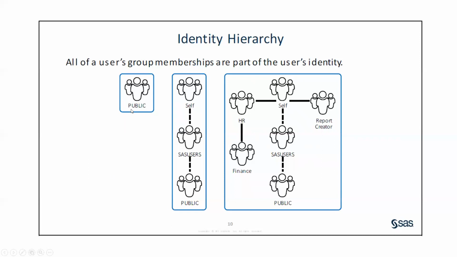Identity hierarchy. This is public. Public contains the SAS users. In the SAS users, we have different individuals. So like this, we can create the hierarchies also. So in the public, there are different SAS users. Within the SAS users, I created different groups, like report creator group, HR group, finance group, like that. I can create multiple groups. And I can create a self group also. Self means we have not assigned any type of work to them, but we can keep these persons as a separate group, like a self group.